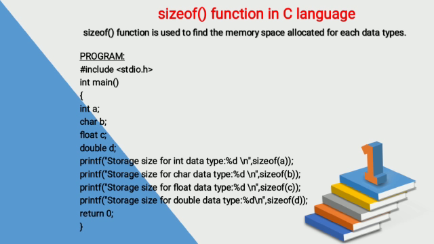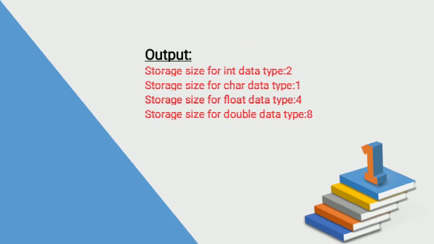Similarly, in the next line, the size of B. The B variable is of character data type, so the size of B is 1 and the size of C is 4 since float occupies 4 bytes in memory and the size of D is 8 since double occupies 8 bytes in memory. So this is the output for the above program.